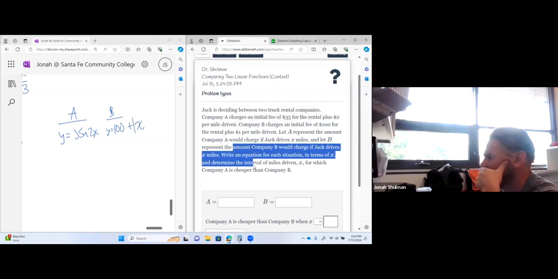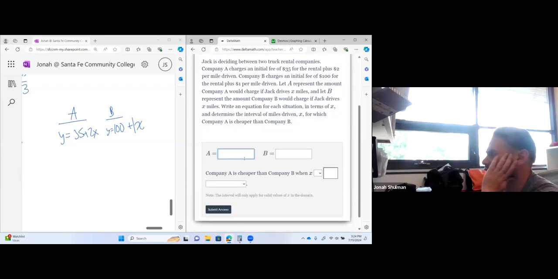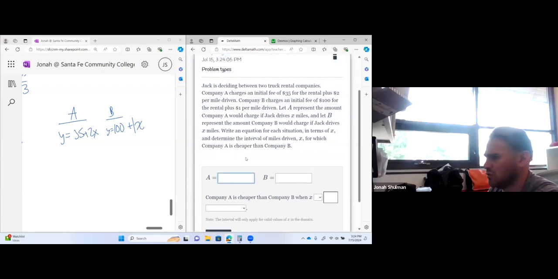Write an equation. Write an equation for each situation and determine miles driven. Okay, so we have to figure out how many miles to drive. So A is going to be 35 plus 2x, and B is going to be 100 plus x. Company B is cheaper.